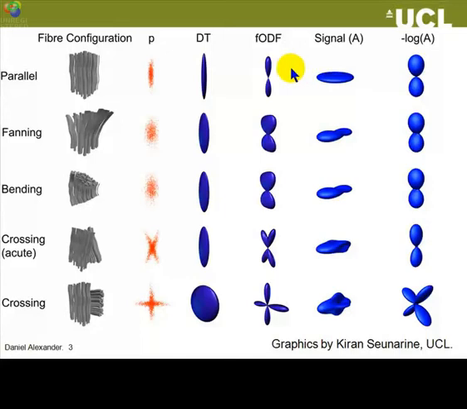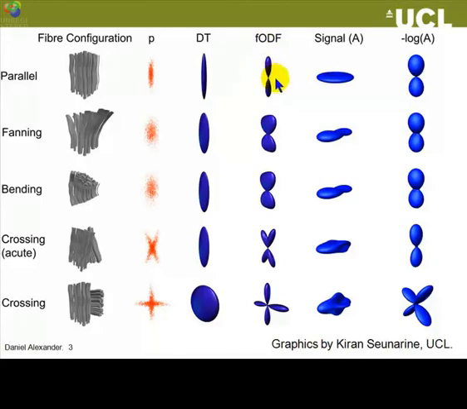It's a function on the sphere, because each point on the sphere represents a unique direction, and the value of the function at each point, or for each direction, is just the fraction of fibres that point in that direction. So for example, for the straight parallel fibres here, most of the fibres are pointing in about the same direction. So we get a large peak in the fibre orientation distribution function in the central direction of those fibres.